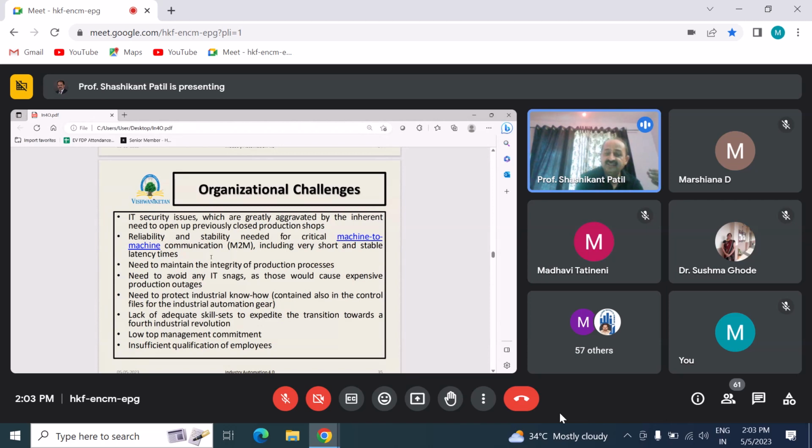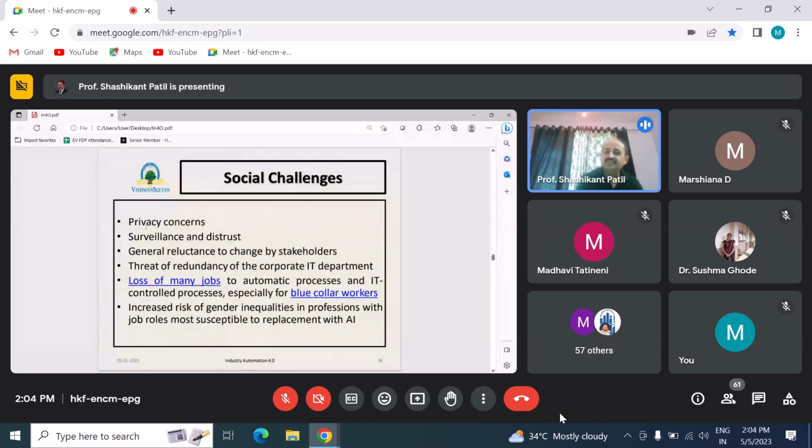Then one needs to avoid any IT snags, as those would cause excessive production outages. This is another perspective where you have to work. Then one also needs to protect industrial know-how, like content in control files of industrial automation gear. That kind of expertise is needed. Then we are always having a shortage of adequate skill sets to expedite the transition towards the fourth industrial revolution. Whether global or local, there is always a shortage, and unskilled staff are still there. Then low top management commitment is another issue, and insufficient qualification of employees. So these are the organizational challenges if one has to adopt Industry 4.0.